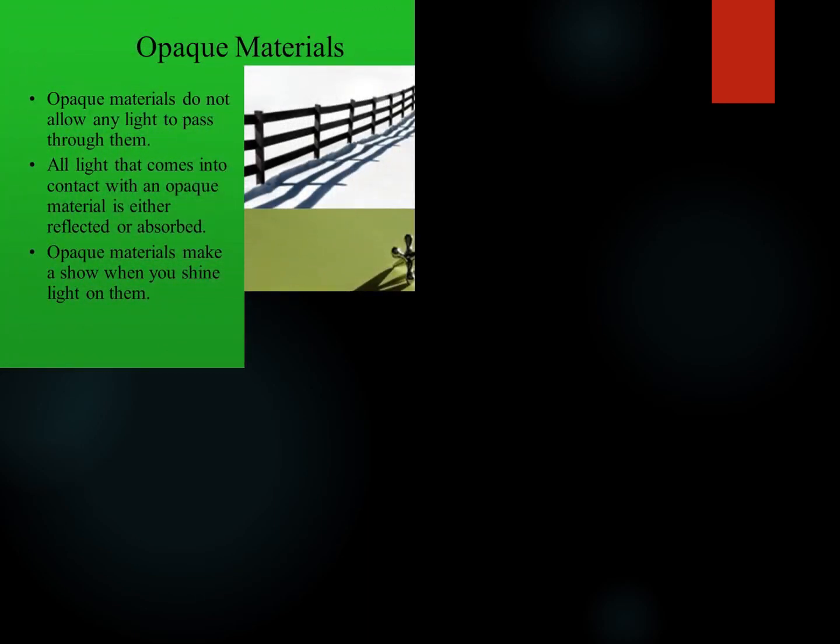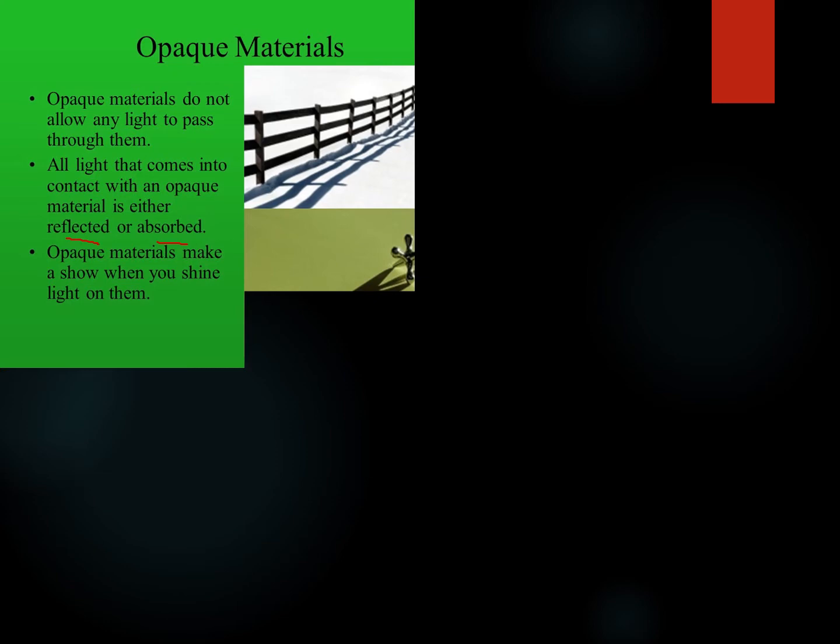Here we will start to speak about the first one, opaque materials. Opaque materials don't allow any light to pass through them. All light that comes into contact with an opaque material is either reflected or absorbed, but doesn't pass through it. Here, like we see in this picture, opaque materials make a shadow.